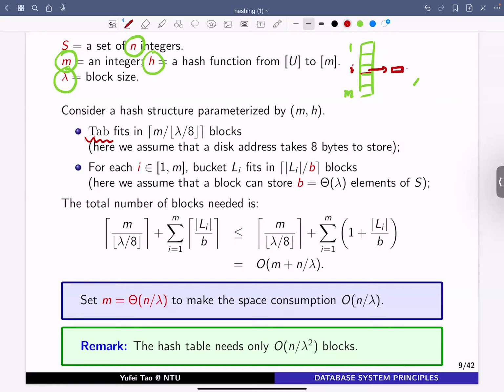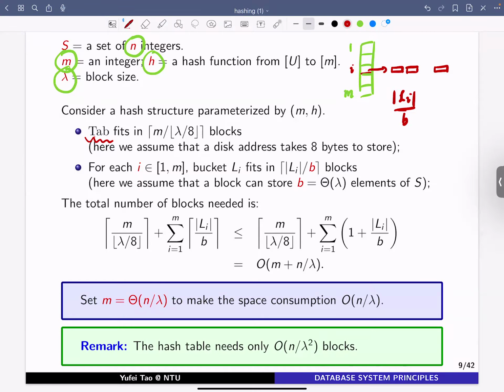So the Li is stored in a sequence of blocks, right? So it's a file. So how many blocks do you need? Well, that depends on the size of Li, okay? How many elements there are inside this bucket. And also it depends on this B. So this B is how many elements you can fit into one block, okay? So if the elements are integers, then you can calculate this B as sort of like lambda over 4, assuming 4 bytes are needed to represent an integer, right?